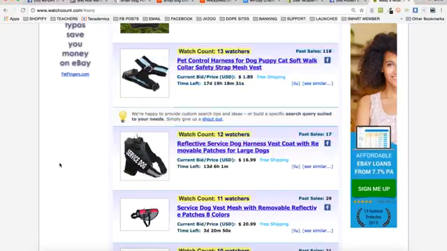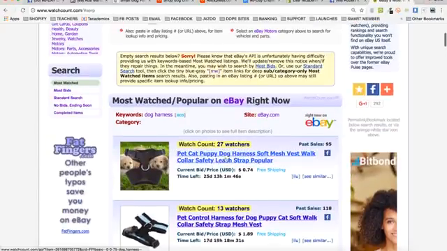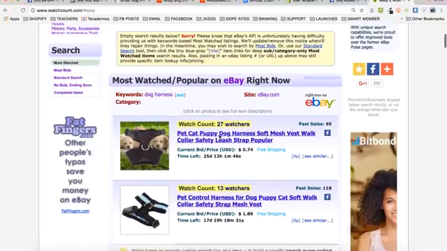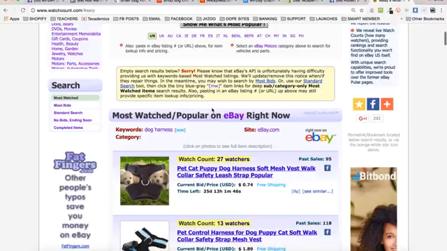Cool. Thanks. All right, so on WatchCount, you have two different things you want to pay attention to. When you put in your search, you're going to get two different numbers: the number of watchers over here on the left, and the number of sales over here on the right. The watchers is really what this website is built on, to show you the popularity of products.